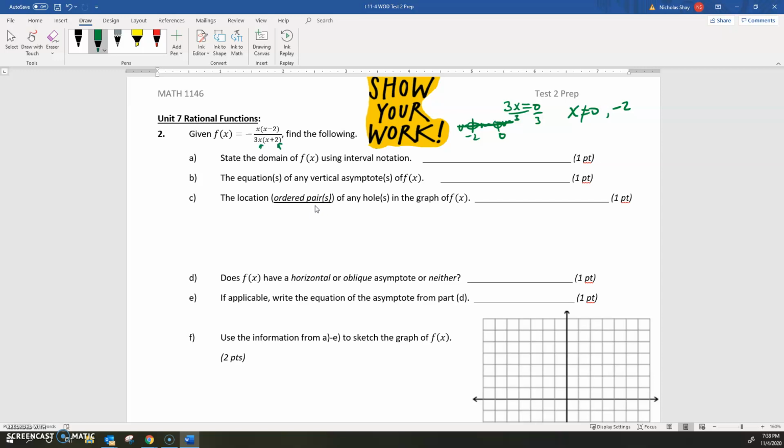So when we write this out on the number line, we're going to actually have 3 intervals in our interval notation: -∞ to -2, -2 to 0, 0 to infinity.